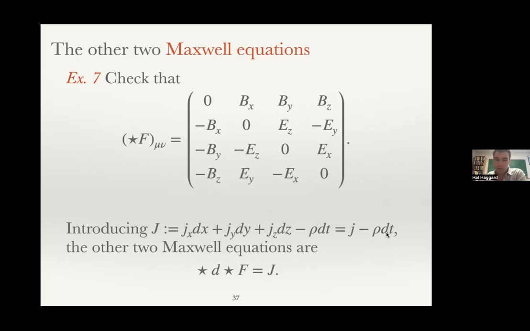And for you to check as well, but it's a nice repetition of the calculations we did above, you get the other two Maxwell equations now as star d star F equals J. So once again, we've compiled two Maxwell equations into a single differential form equation. And we have the very elegant pair of equations dF equals 0 for two of the Maxwell equations and star d star F equals J for the other two Maxwell equations.